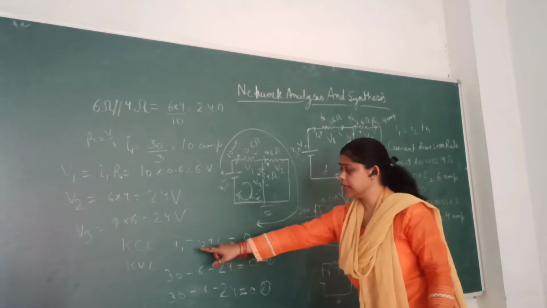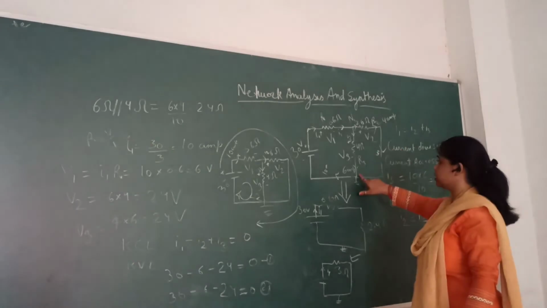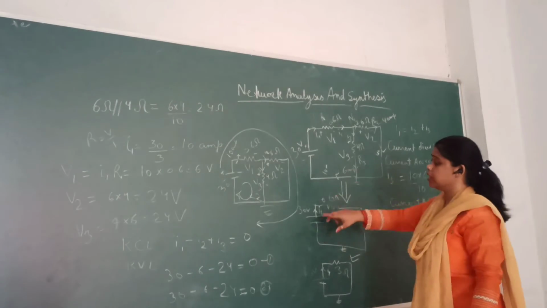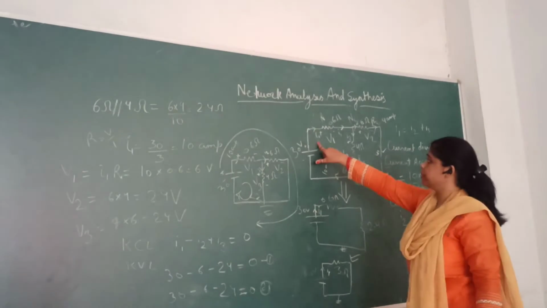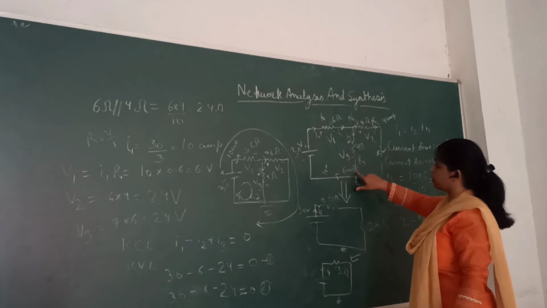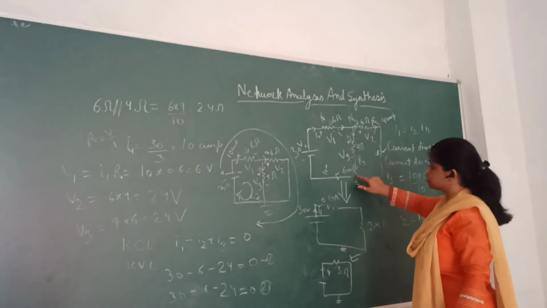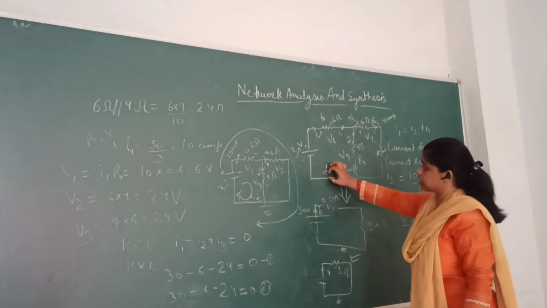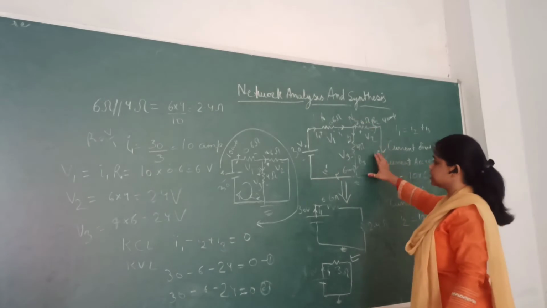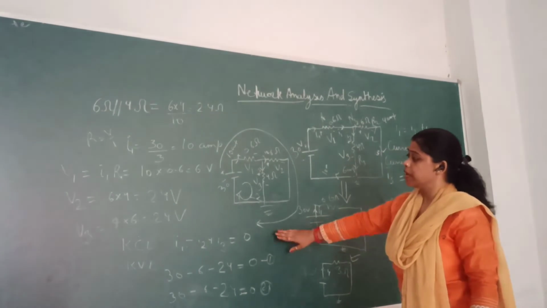So, as we have known the current values from this resistor and this resistor, we can understand that 10 ampere is coming here, 4 ampere is going this side and 6 ampere is going this side. And at this node, again, the current is coming as 10 ampere to this circuit. So, KCL is satisfied in this circuit.